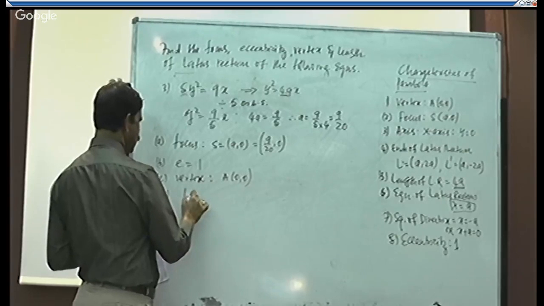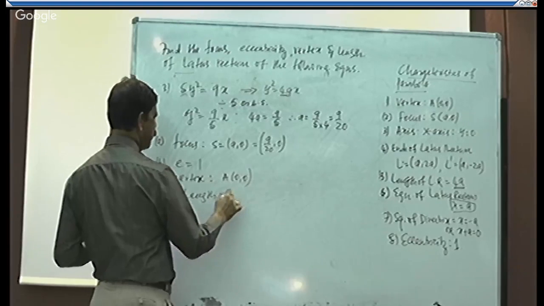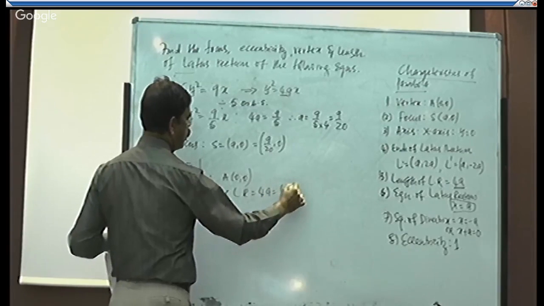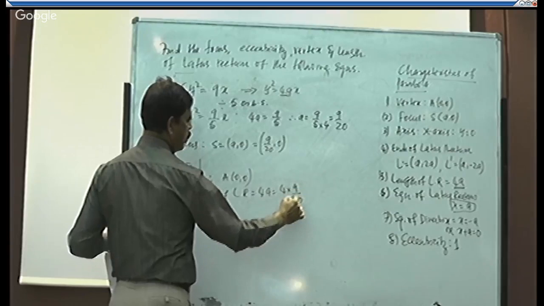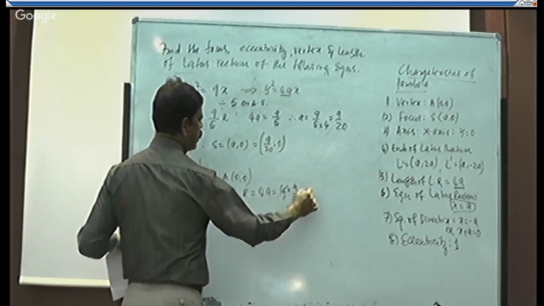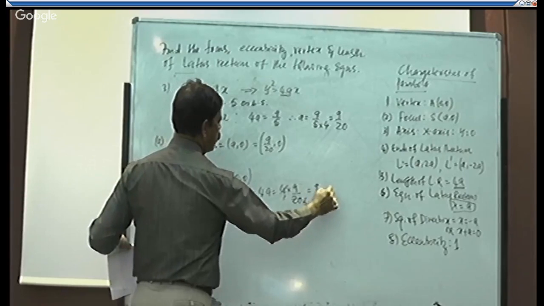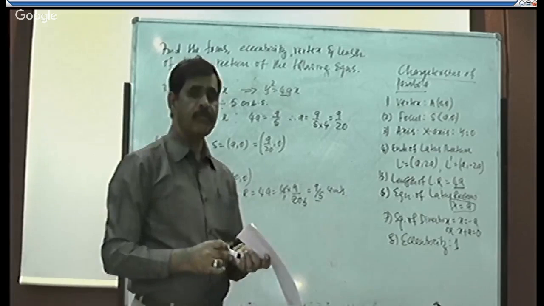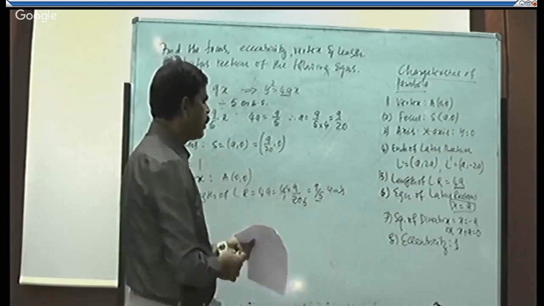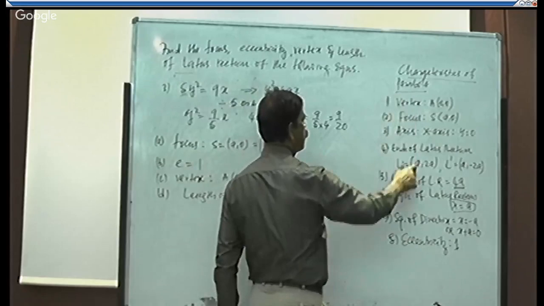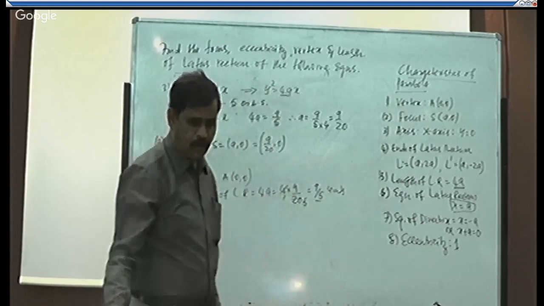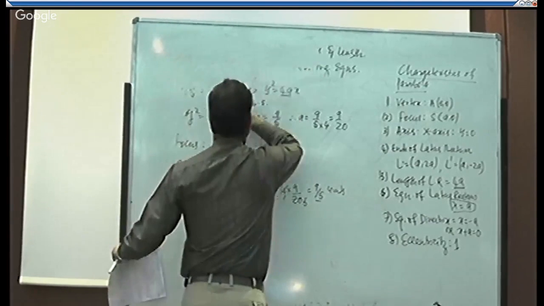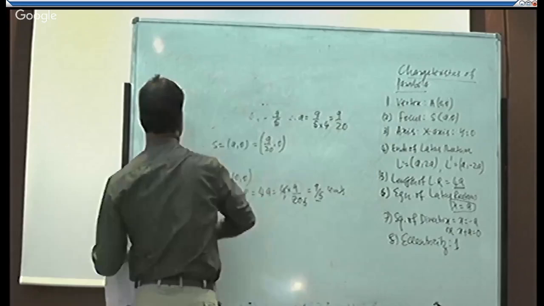Length of latus rectum is 4a, 4 into a. What is a? 9 divided by 20. 4 ones are 4, 4 fives are 20 cancels, that is equal to 9 by 5 units. For any given equation of parabola, we can get the characteristics of the parabola. Let us work out how the equation is formed with the given data.